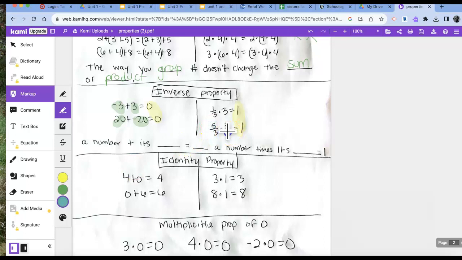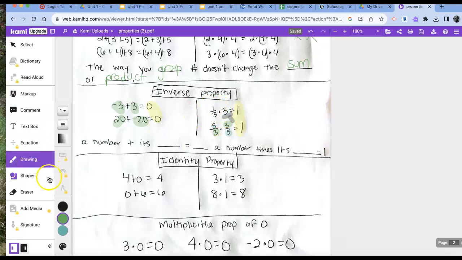So here's 5 and here's 5. Here's 3 and here's 3. You'll see the fraction is just like flipped upside down. And in order to see that fraction flipping here, we would have to think of 3 over 1. If I put 3 over 1, then I'll see the 1 on the top.